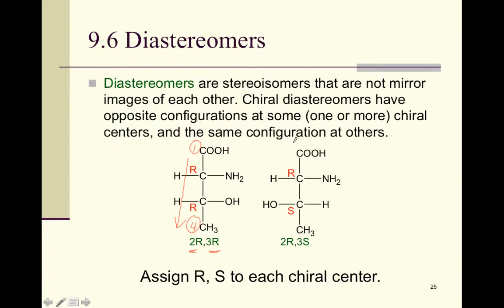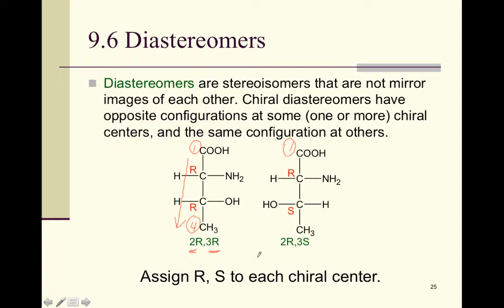On this one, here's carbon 1. Here's carbon 2, 3, and 4. So again, working down, I have a 2R and a 3S. So this is what we'll be putting in front of the names when we have more than one chiral center.